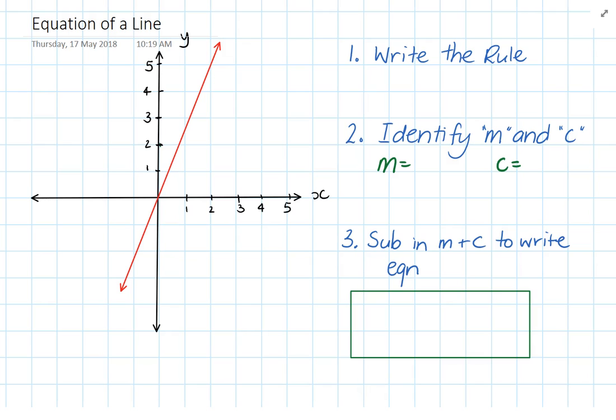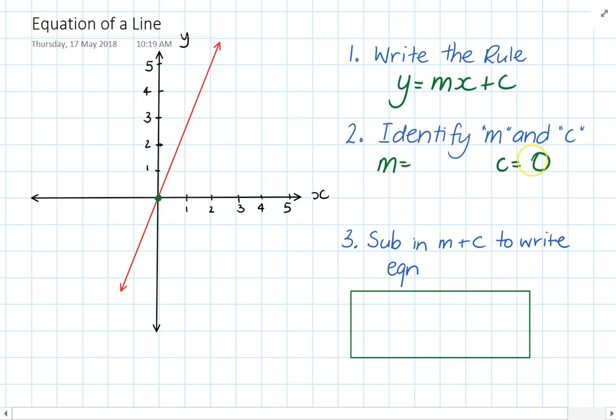Final one, you should be really good at the steps by now. Step 1, write the rule, y equals mx plus c. I always start with my y-intercept. In this case, the y-intercept goes through the origin, so c is equal to 0. M, once again, I look at my rise over run. I'm going to use these 2 points this time. So I've run across 2 and I've risen up 5. So I've got 5 over 2.